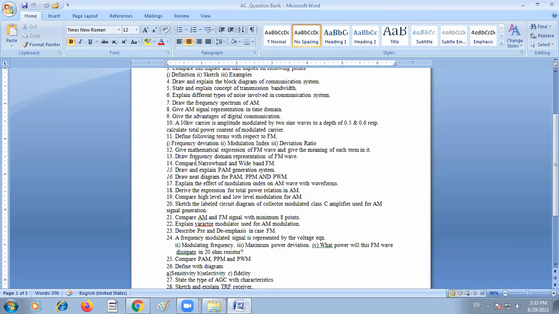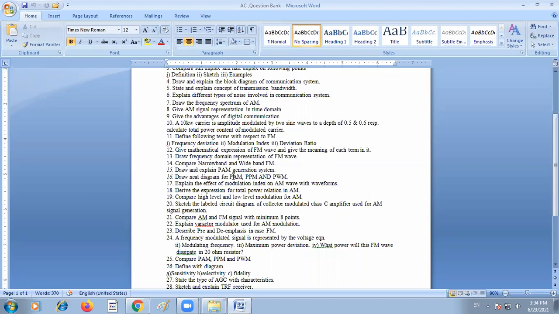And 15th, draw the expression of PAM generation system. The PAM, the pulse amplitude modulation is nothing but the natural sampling with other pulse amplitude modulation. Okay. Draw the neat diagram of PAM, PPM, and PWM. In the last class I gave some waveforms. Please go to the waveform. PAM is pulse amplitude modulation, and PPM is pulse position modulation, and PWM is pulse width modulation. So these are the analog pulse modulation schemes.